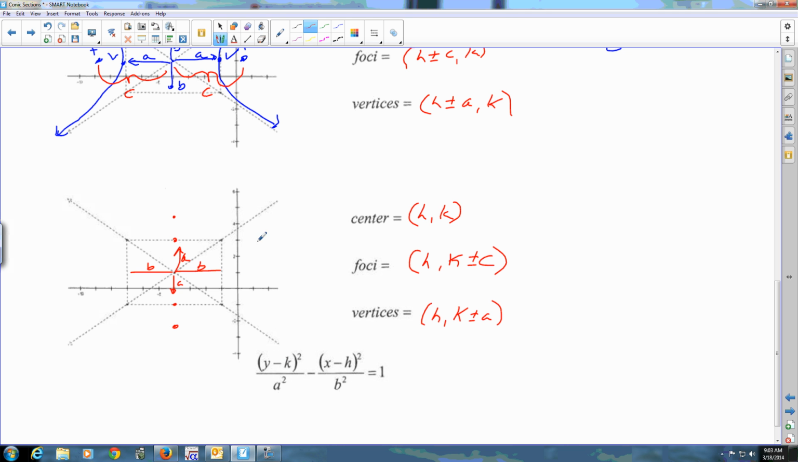Because the y is coming first, as I mentioned, it has to hug the asymptote, come along, and head out, hug the asymptote, go through the vertex, and head out along that asymptote.